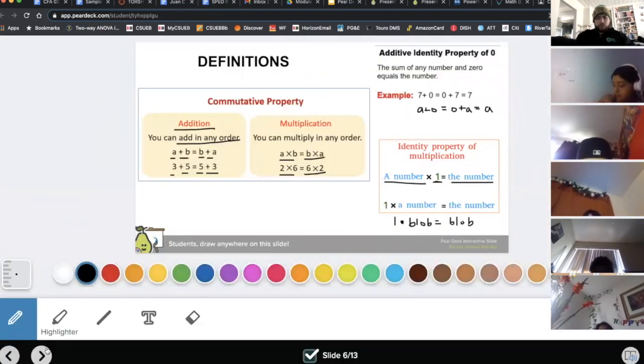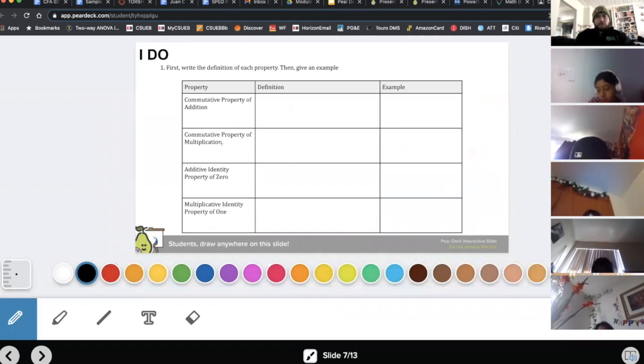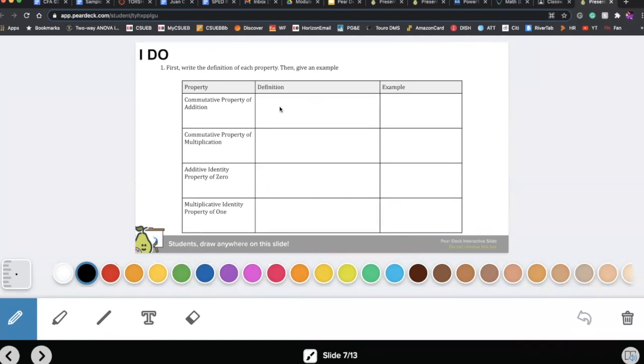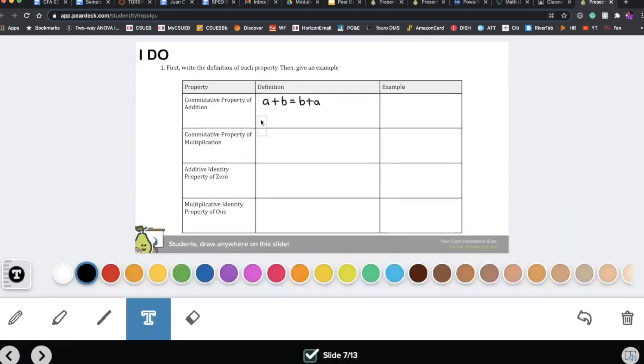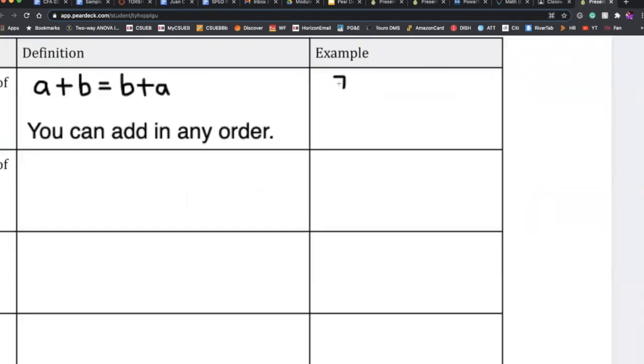So let's move on to number 7 now. You'll have this already in your slides. First, let's write the definition of each property. Then we're going to give an example. The commutative property of addition, let's put the definition, says that A plus B is going to equal B plus A, which means that by definition, you can add in any order. For example, 7 plus 10 is equal to 10 plus 7.